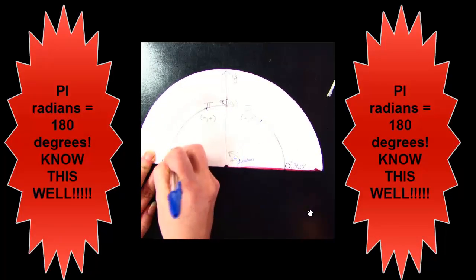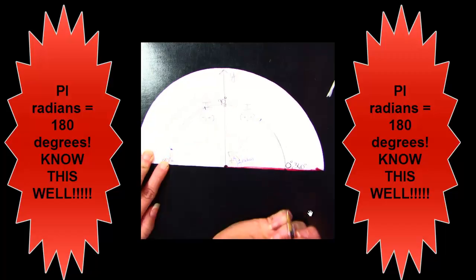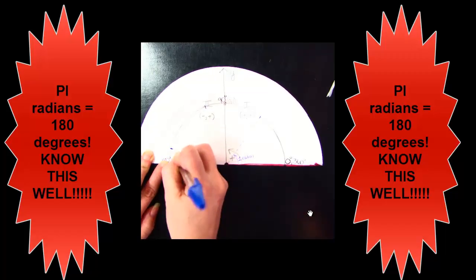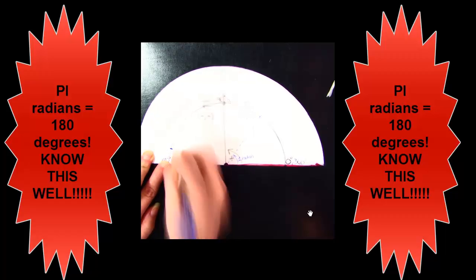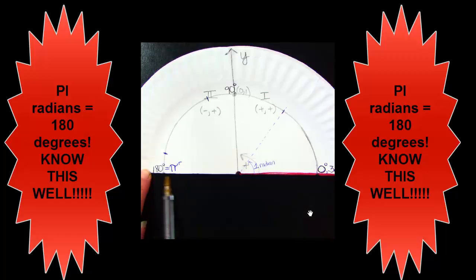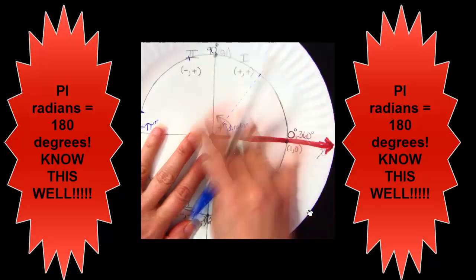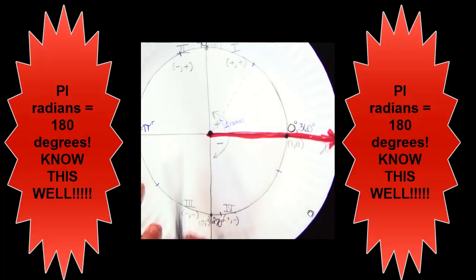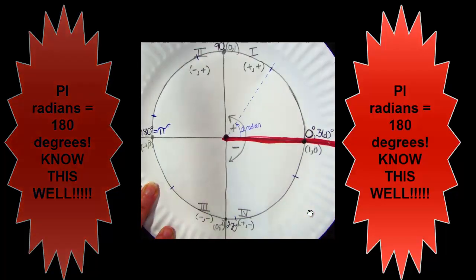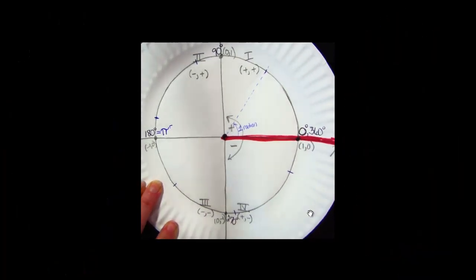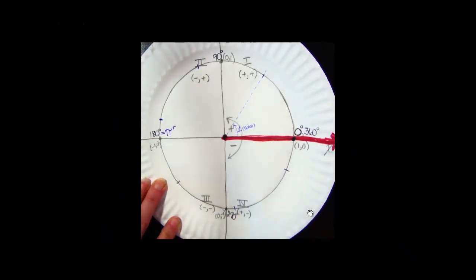3.141592653 is pi. So 180 degrees is equal to pi radians, because we had 3 radiuses and a little bit more. Label it, know it well. That is our base for everything we're going to do with degree and radian conversions from here on out. Open your plate back up, and now let's think about our other points on our unit circle.